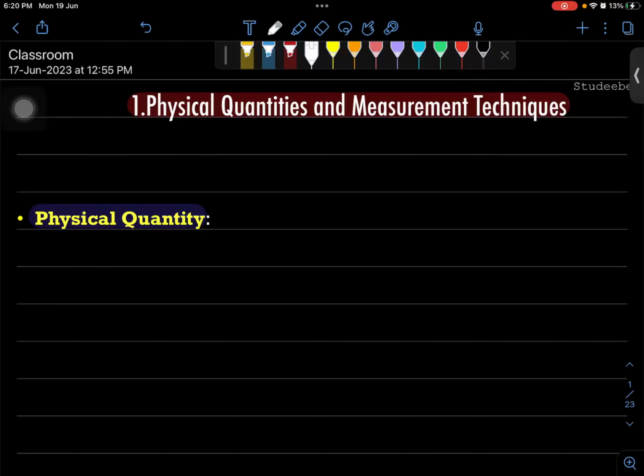We're starting with physical quantities and measurement techniques. अच्छा, अब physical quantity क्या होती है? हर वो quantity जिसको हम measure कर सकते हैं, it's called a physical quantity. So a physical quantity is a quantity that can be measured.